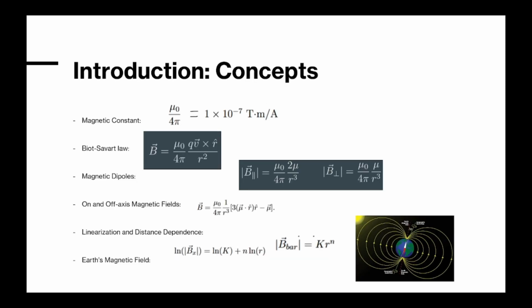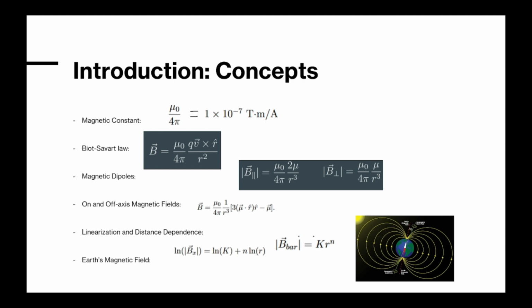to track the magnetic field. So the concepts that we're going to discuss first are the magnetic constant, which goes into the Biot-Savart law equations. That's 1 times 10 to the negative 7. We have Biot-Savart law itself, which is B equals magnetic constant times QV cross R hat over R squared. That is a general equation for calculating the magnetic field at various points around a magnetic dipole.